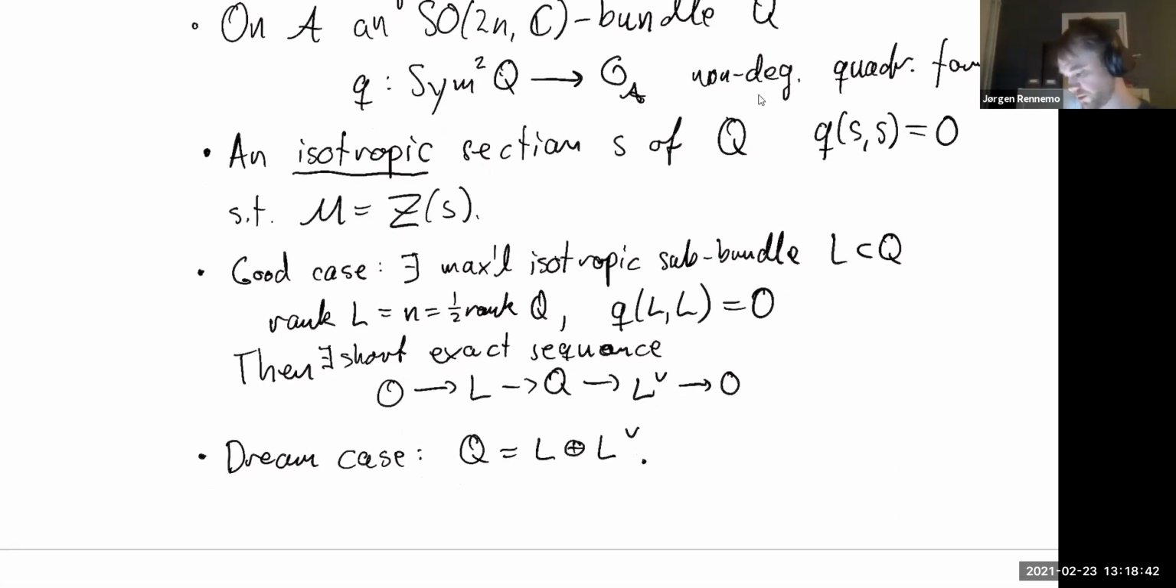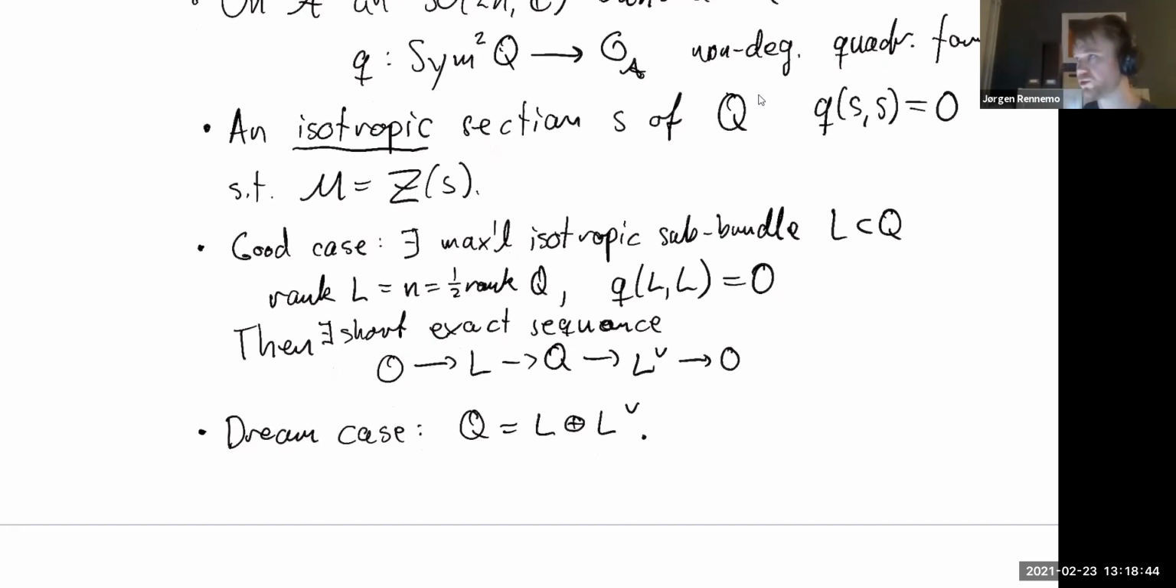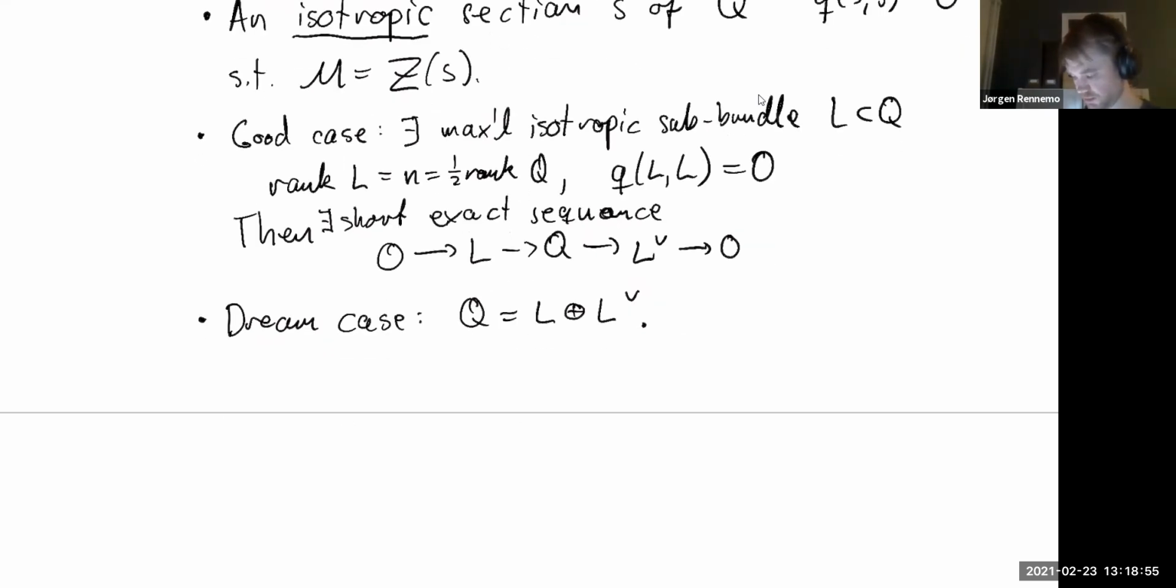So there's a different take on this story where you really use topology and real bundles, but we'll see that we don't need that side of the story for our purposes. So we can do everything completely algebraically.